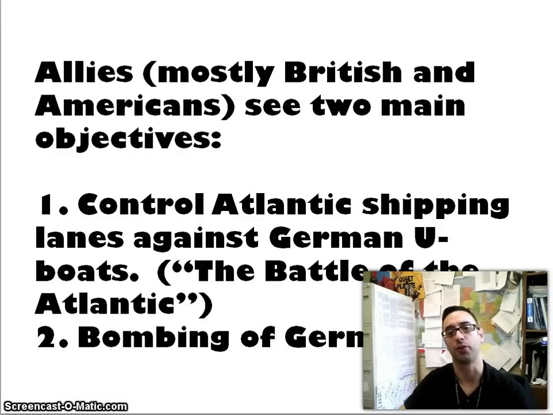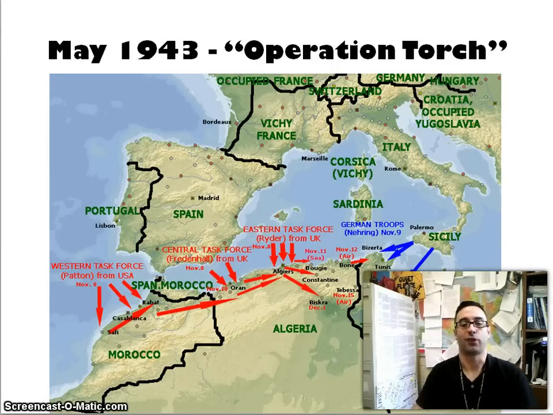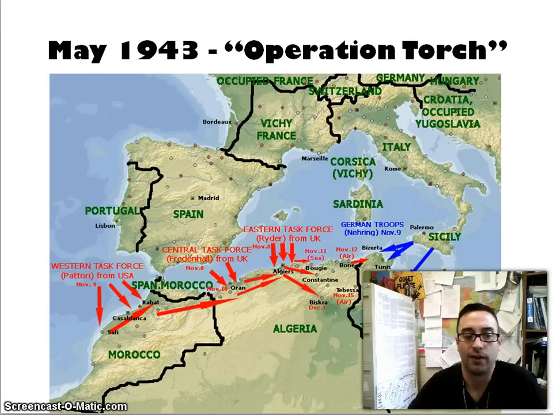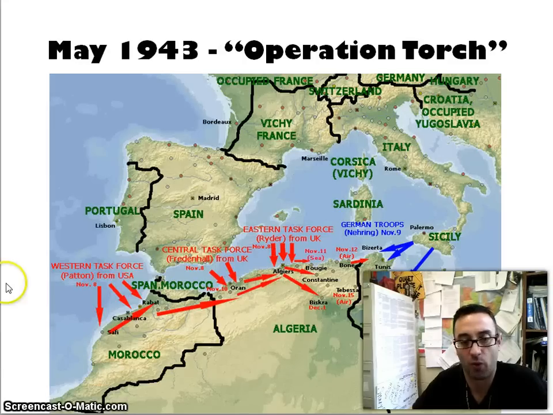So the Allies, mostly British and Americans, as we just saw, see two main objectives. First, to control Atlantic shipping lanes against German U-boats, which is usually known as the Battle of the Atlantic, and second, the bombing of Germany, bombing of German cities. Then come the actual operations of warfare. You have the Battle of the Atlantic going on, and at these conferences we just spoke about, Roosevelt and Churchill agree that the first thing to do is to invade North Africa.